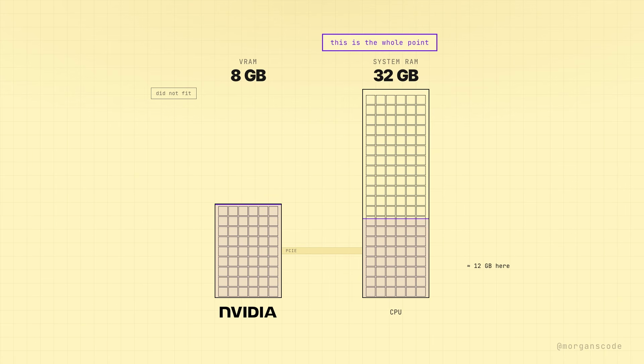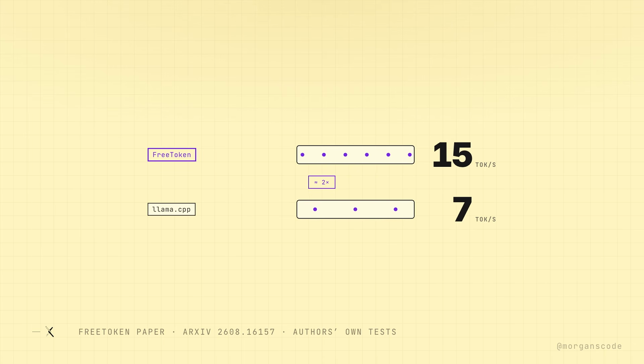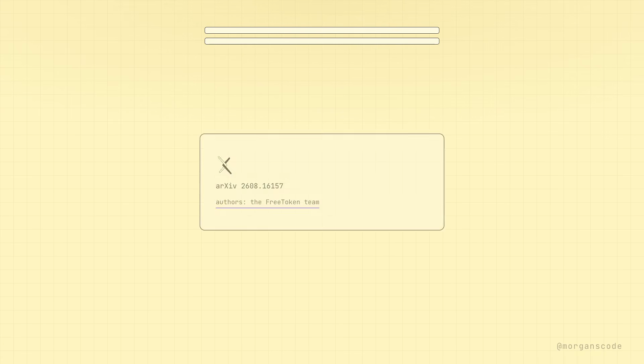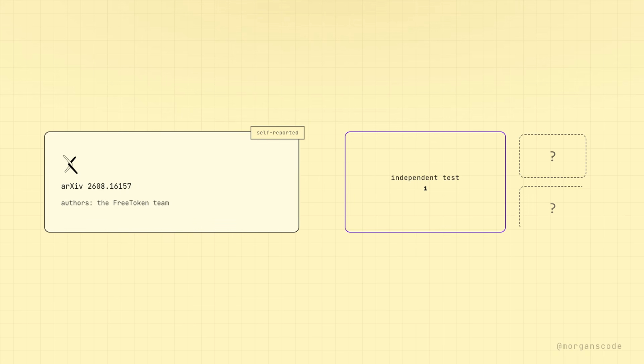That distinction is important. On a workstation with a 196 GB RTX Pro 6000, FreeToken ran the 753 billion parameter GLM 5.2 at nearly 15 tokens per second. In the same comparison, llama.cpp reached a little over 7. These are impressive results. But they come from the FreeToken paper written by the people who built the system. Independent tests matter, and we now have at least one early result.